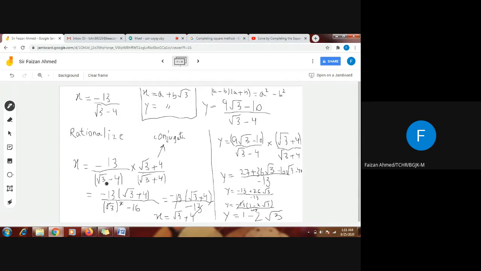For example, I have to remove this root 3 minus 4. So I will multiply it with its conjugate, which is root 3 plus 4. I will multiply and divide with it, because in maths if we multiply something we have to divide by the same thing in order to balance it. We multiply with the conjugate just to remove the under-root sign. In the denominator we now have two brackets, and in these two brackets only the sign is different.